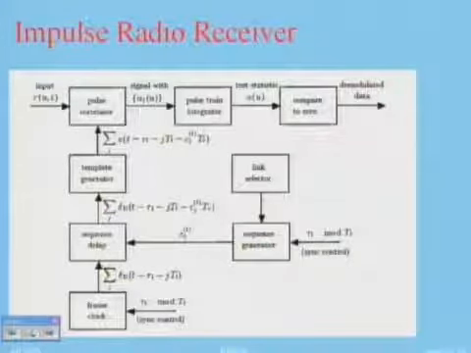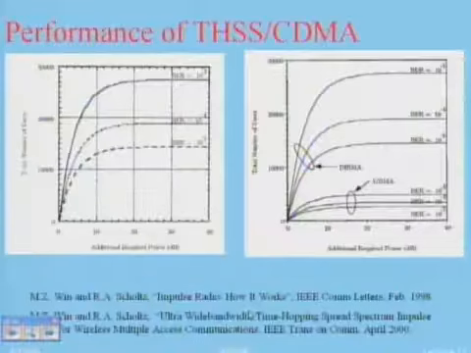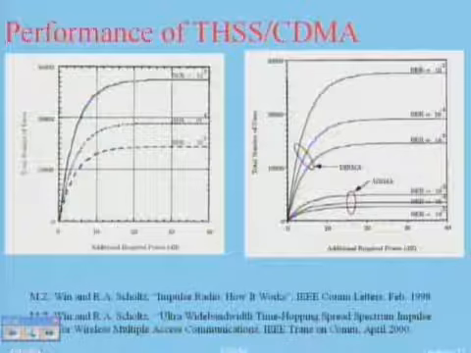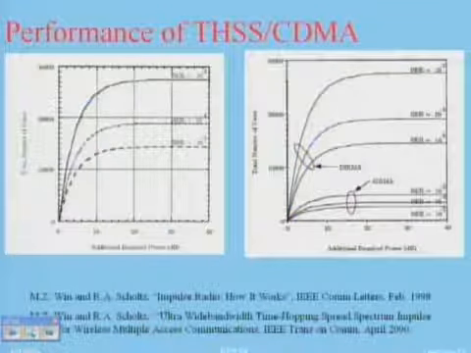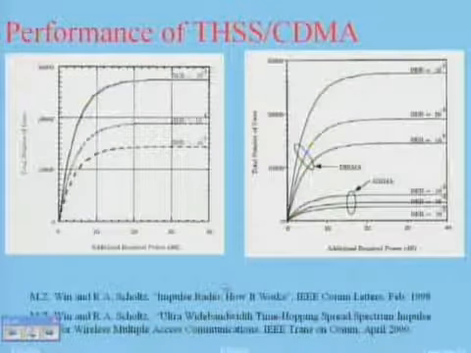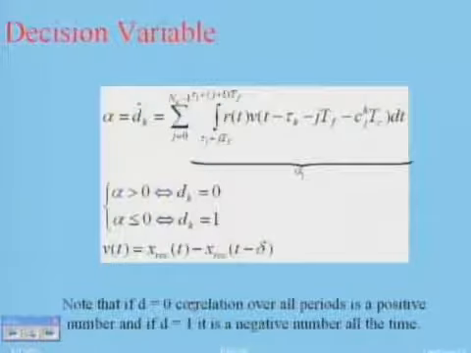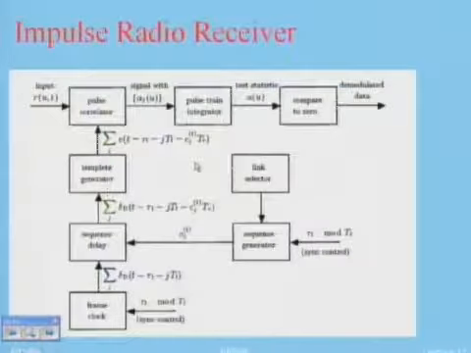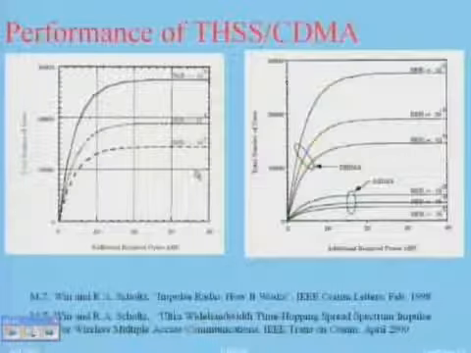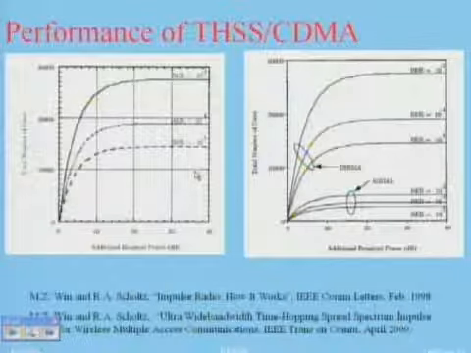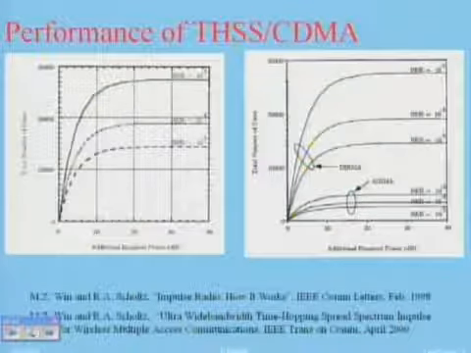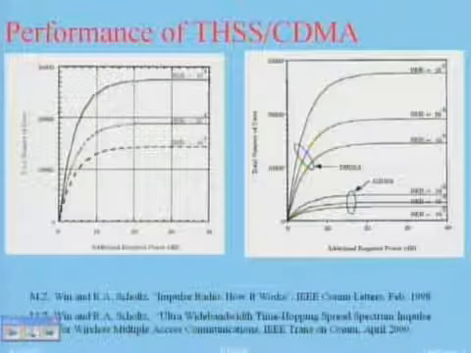Okay. This receiver is coming from a paper here. Papers by Win and Scholtz. All of the material that I gave you in the past few slides is coming from these two papers. And this is how I will detect it. These are just equations for that. But the basic concept is that I multiply it with the replica and I integrate over the time.